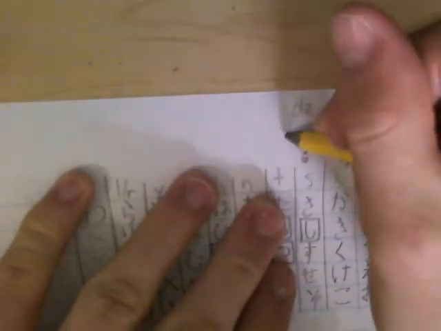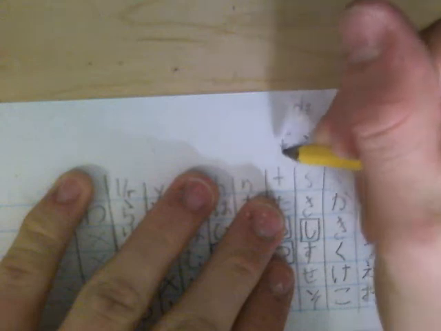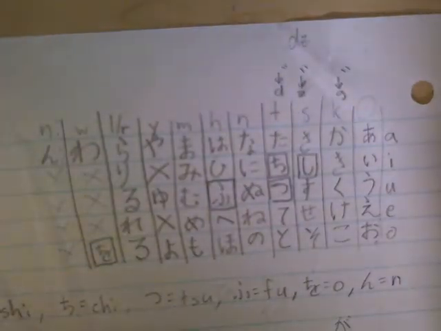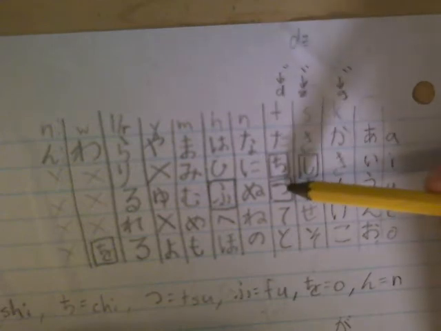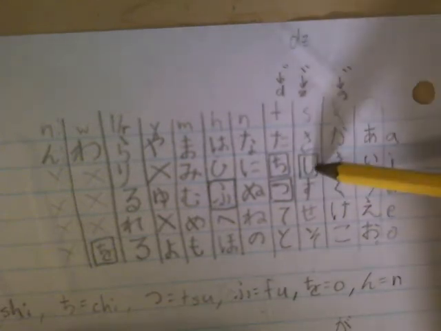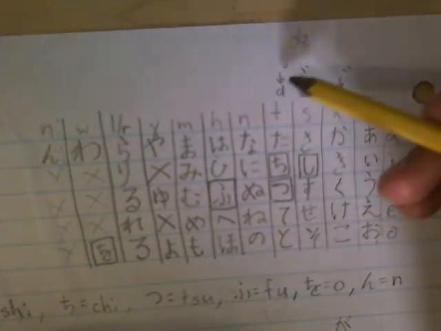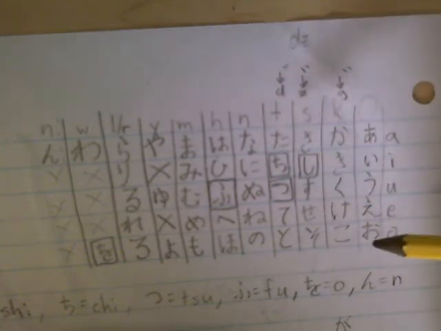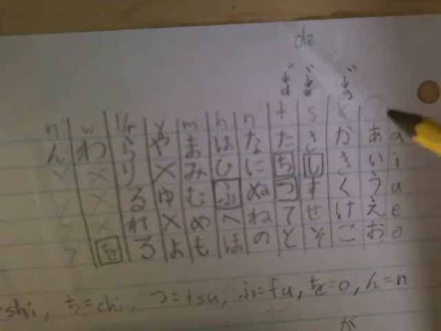Okay, ta. The T line changes to a D line. Da, dee, do, dae. Well, that's not true. These are not the same, nor is this. We'll get to that in a minute. So these rules only apply to the non-squared off letters. Okay. The n line has nothing. Okay, we can't do it. And we can't do it for this first line either.